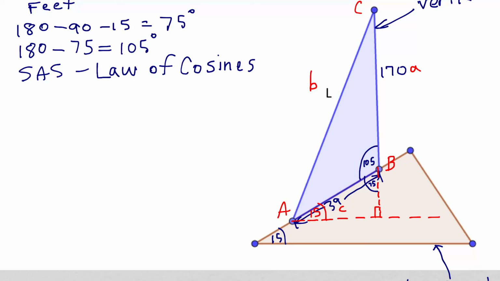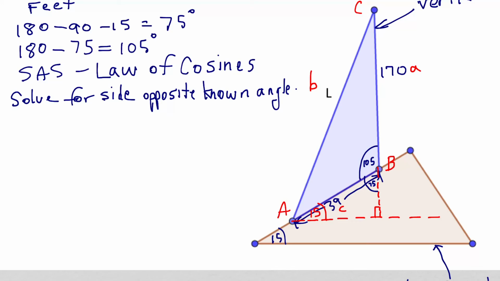All right, so what I'm going to solve for here is the side that's opposite the included angle for the SAS problem. So that's always where we start with an SAS problem. So I'm going to solve for the side opposite the known angle. So that's going to be B. So I'm going to write down my B law. So here's my B law.